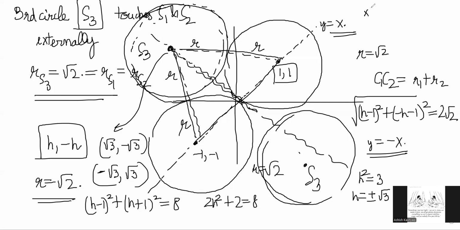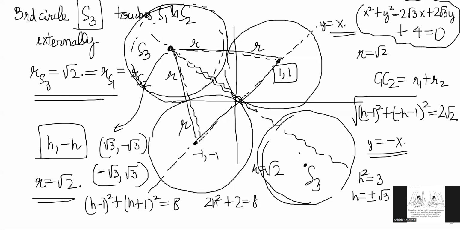The equation will be something like this: x square plus y square minus 2 root 3x plus 2 root 3y plus 4 equals 0 after simplifying. This could obviously come with a negative sign or a positive sign. It could be minus plus and plus minus here because you have two possibilities for S3. So knowing these three things, we can already find out option A.